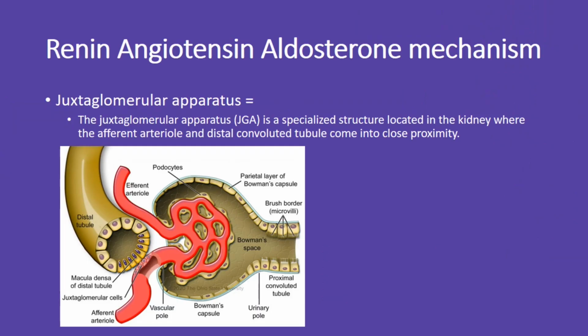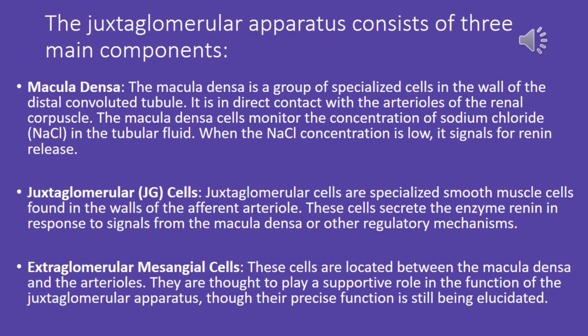Renin-Angiotensin-Aldosterone Mechanism. The juxtaglomerular apparatus is a specialized structure located in the kidney where the afferent arteriole and distal convoluted tubule come into close proximity. The juxtaglomerular apparatus consists of three main components. Macula densa. The macula densa is a group of specialized cells in the wall of the distal convoluted tubule. It is in direct contact with the arterioles of the renal corpuscle.